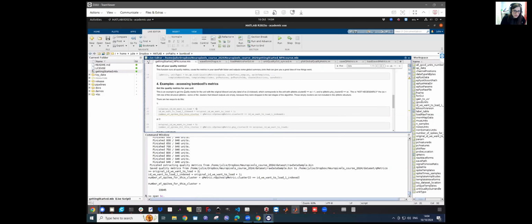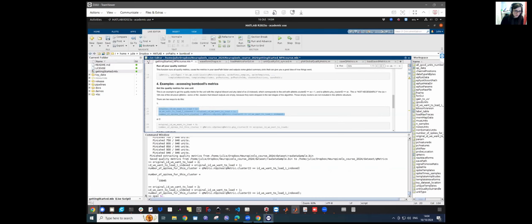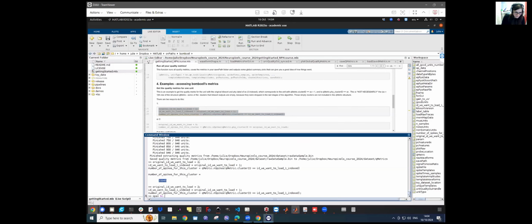To do that, you could just, in the example section of the main script, change this to 2. And then if you run this section, you should be able to see the output, which is like 34,000 spikes. Then the second question, can a unit be classified as multi-unit if it has more peaks than param.lambda n peaks?